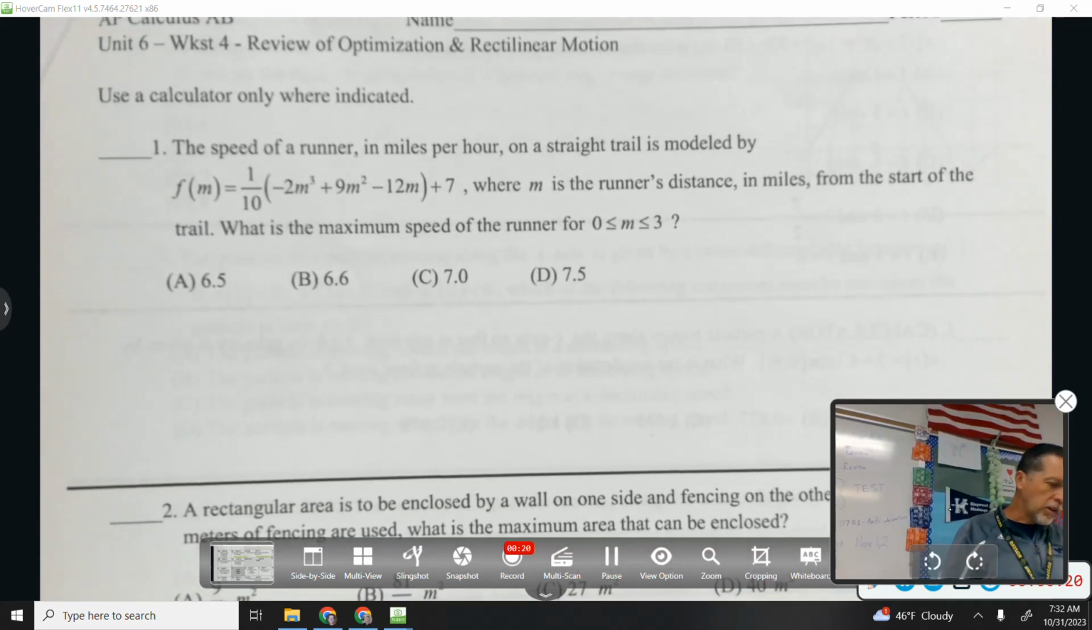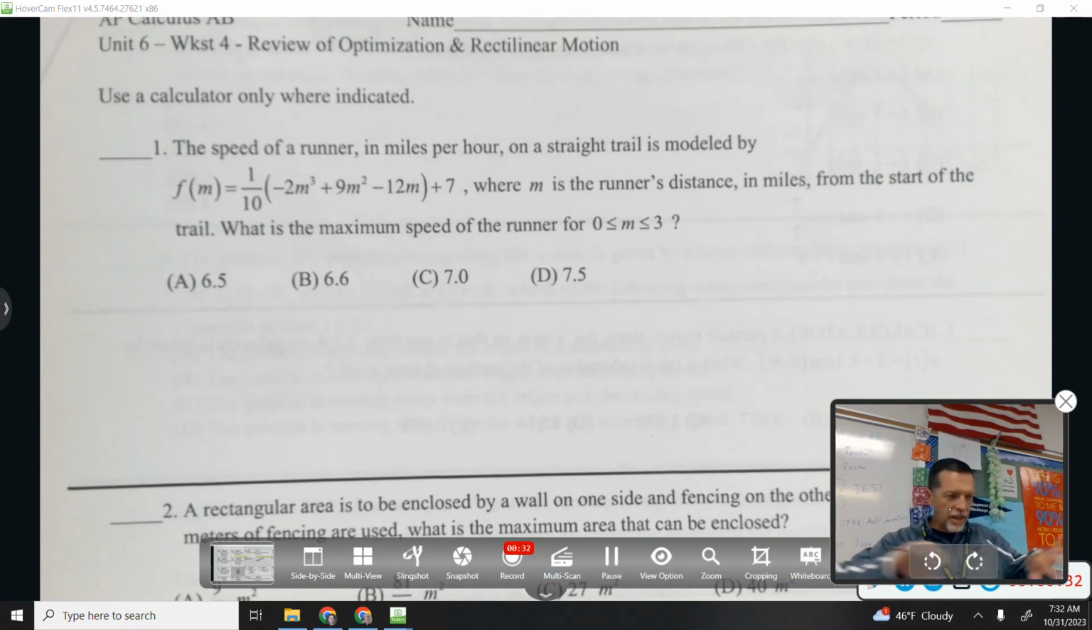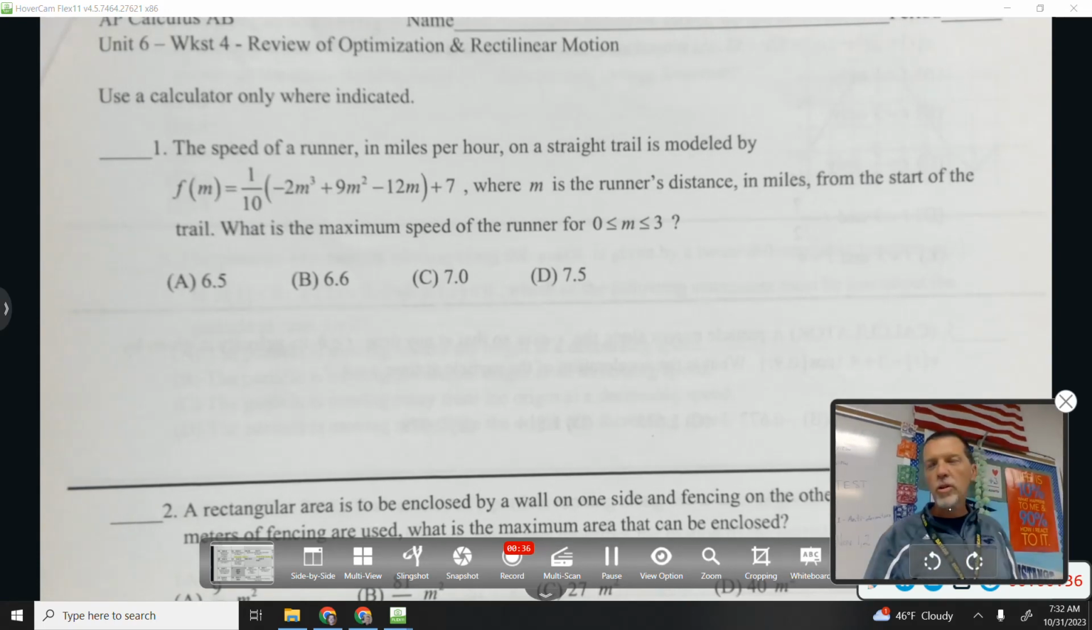Alright, use a calculator only when indicated. On this worksheet, it jumps back and forth between calculator and no calculator because it's just practice and no one cares if you use the calculator in the wrong spot. Obviously, tomorrow, the tests are separated into pieces so that we can enforce the calculator, no calculator rules.